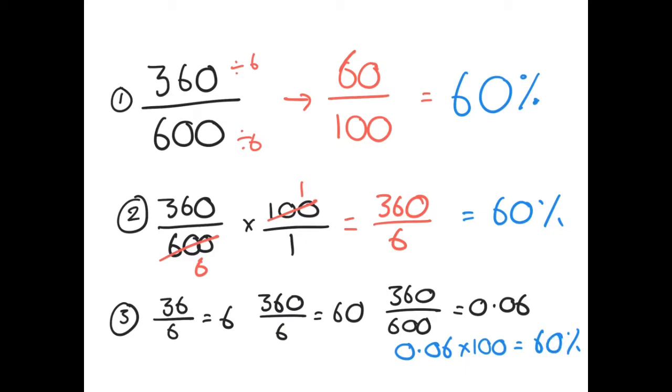9 times out of 10, method 2 is going to be the simplest method to use. If it's easy to convert it to a fraction over 100, do that one. I'd save making it into a decimal for when you need to use a calculator. There you go.